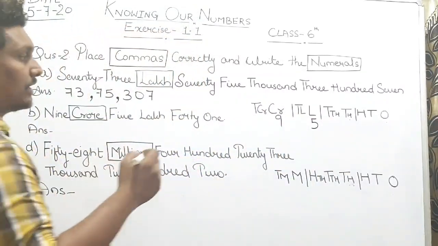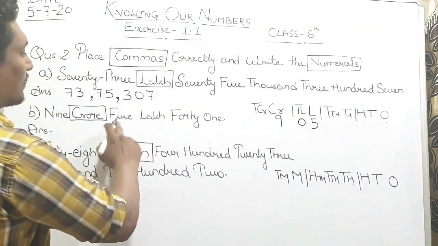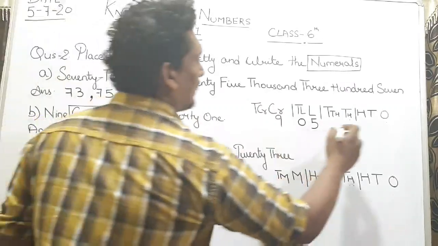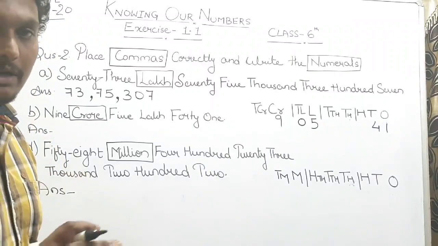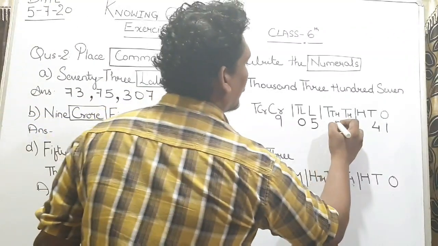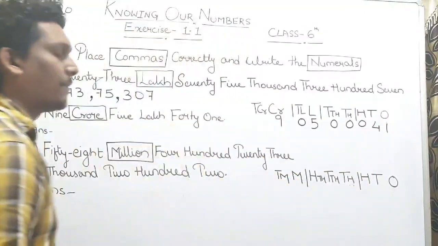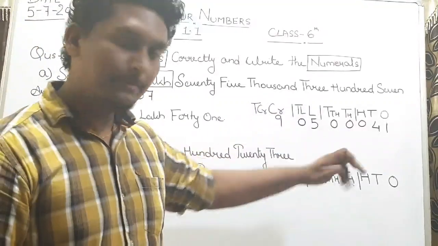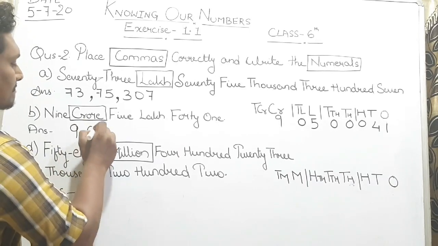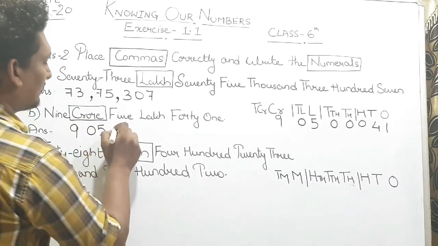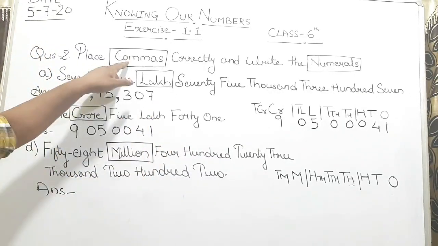So which number is missing here? 10 lakhs. So we will put 1 0 there. Okay. Then 41. So wherever there is no number, we know what we have to put. We have to put there 0. Okay. So we got the answer here. Now 9 crore 5 lakhs and 41.